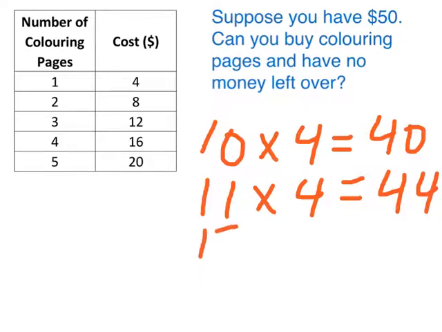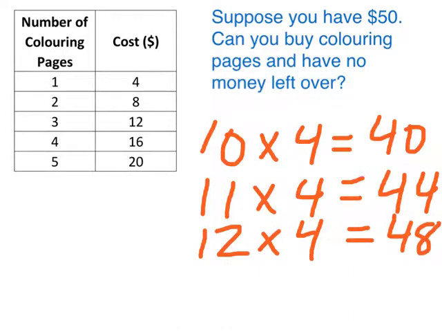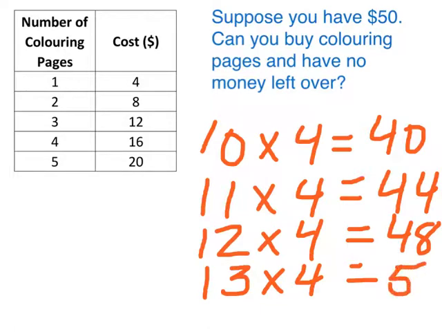11 coloring pages is only one more, so that would be 4 more than 40, which is 44. And 12 coloring pages would be another $4, which is 48. And if we were to buy one more coloring page after that, 13, we would have to add 4 more, and that would be 52. So we can see that if we had $50 to spend, that no, we could not spend it exactly, so we had no money left over.